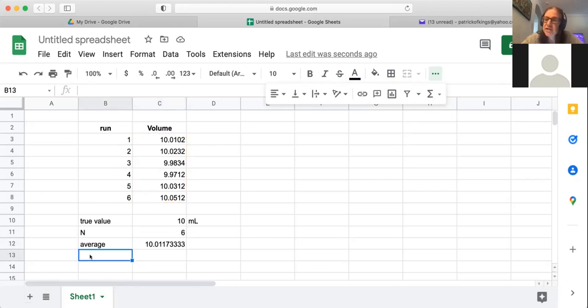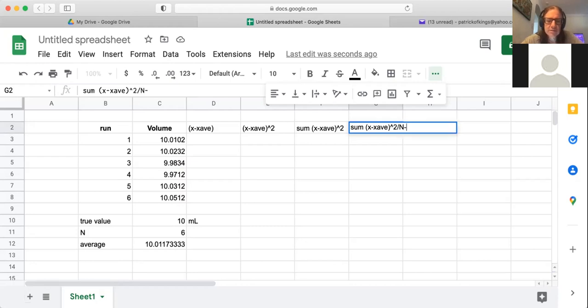Okay. So now I'm going to show you how to do standard deviation. I'm going to do it in a couple of different ways. I'm going to take x minus x average. And then I'm going to do x minus x average squared. And then I'm going to do the sum of x minus x average squared. And then I'm going to do the sum of x minus x average squared divided by n minus 1. And then I'm going to take the square root. Okay, so I'm just going to go through each one step by step.